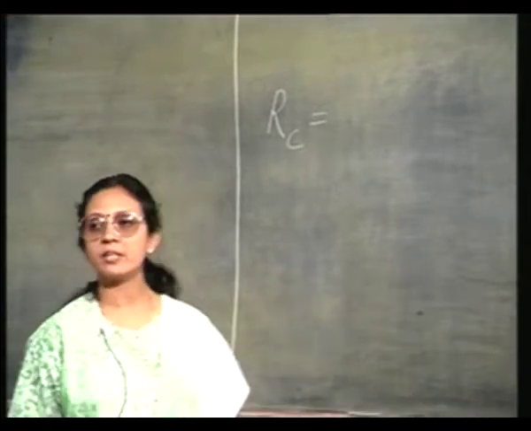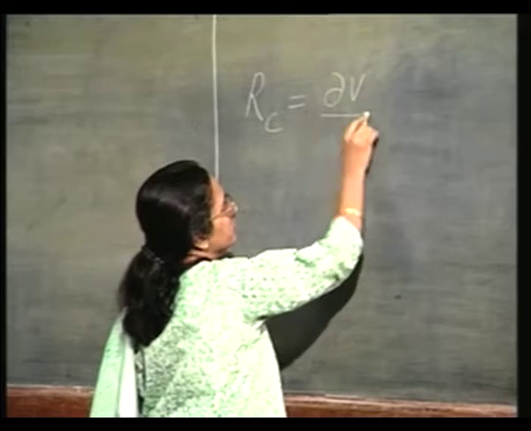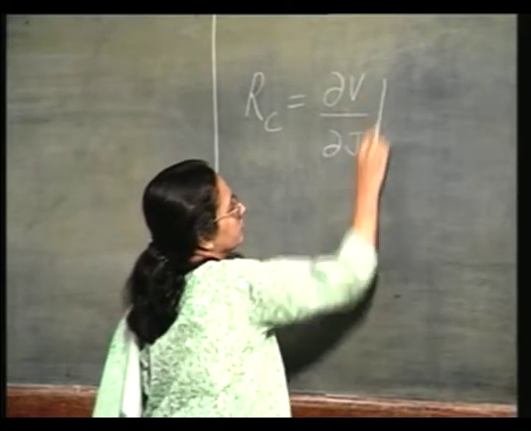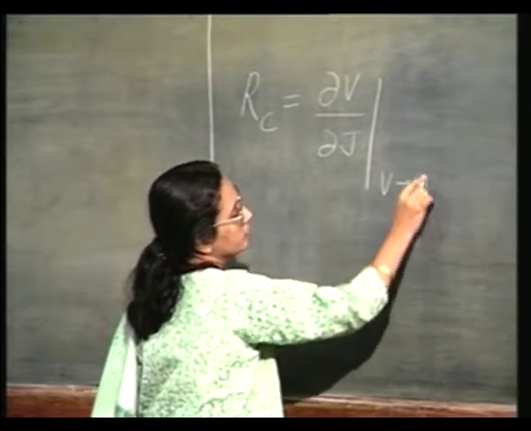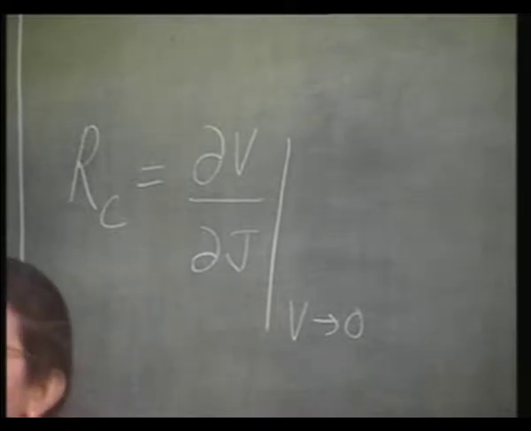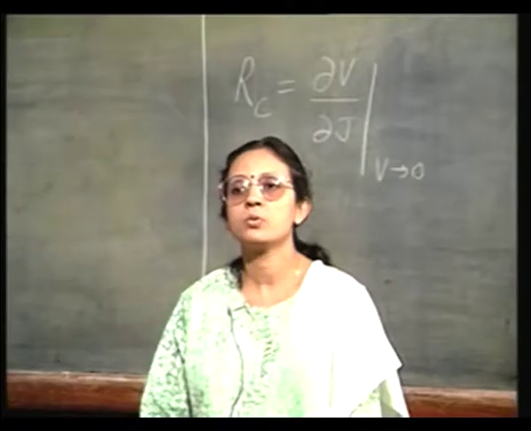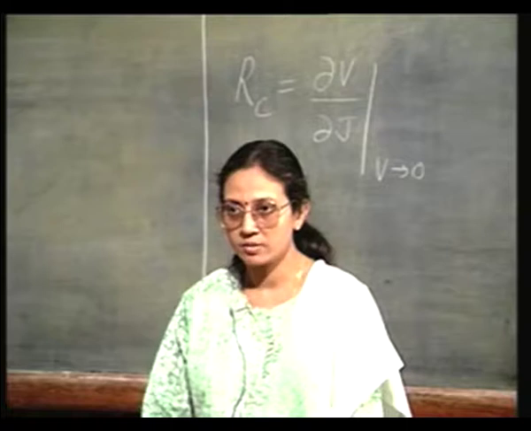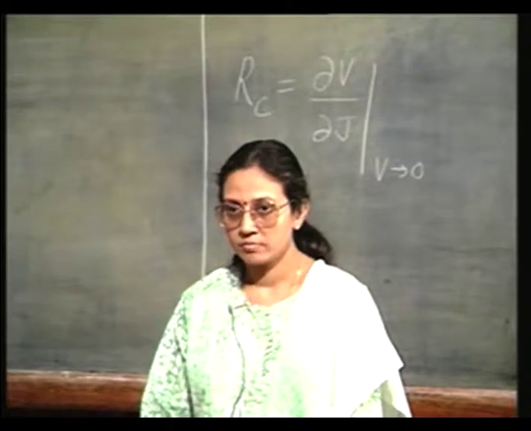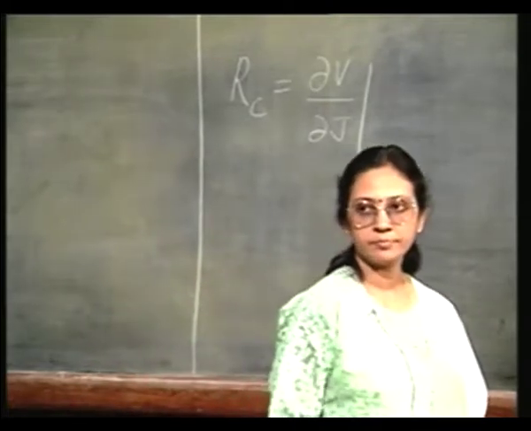that is the specific contact resistance, is actually defined as del V by del J. V is the applied voltage, J is the current density when the applied voltage is nearly equal to 0, for very small applied voltages. That is the specific contact resistance.